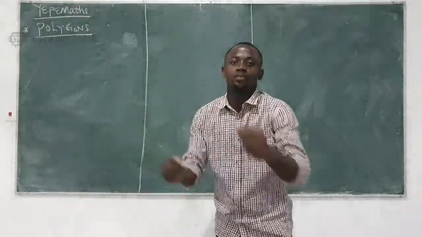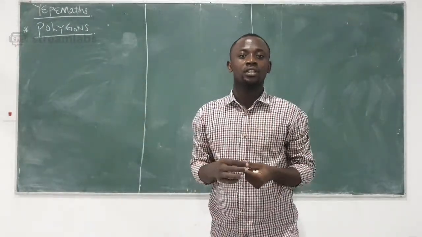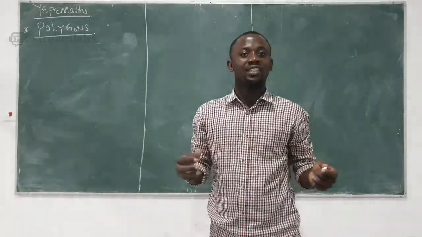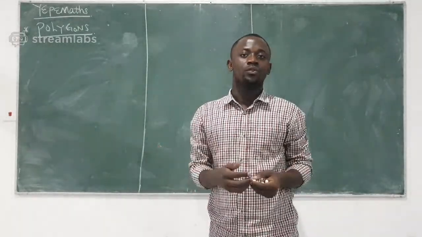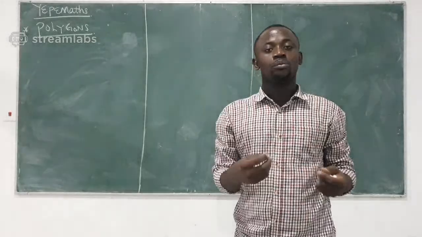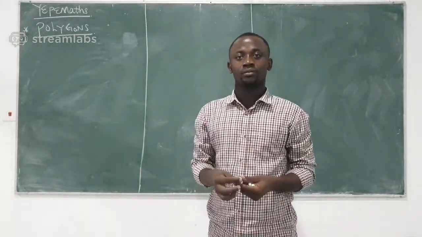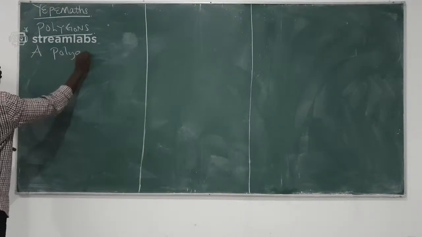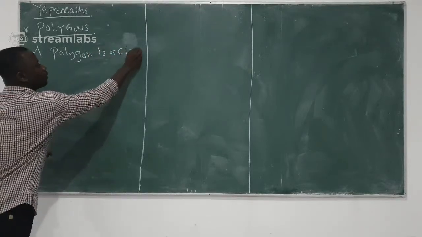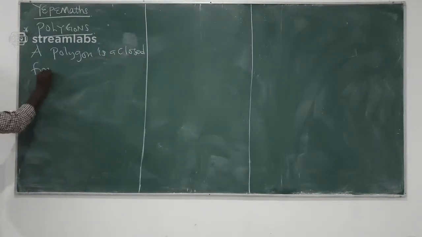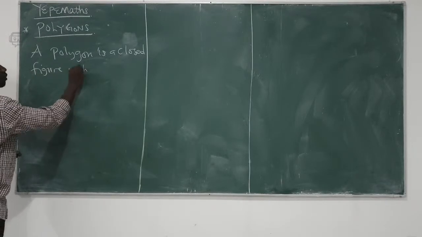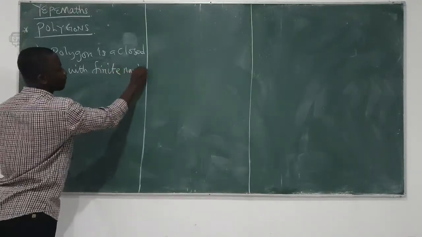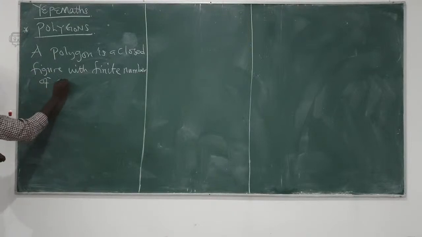So basically, when we talk of polygons, polygons are closed figures with all sides being line segments. Or polygons can also be a plane figure with a finite number of sides. So a polygon is a closed figure with a finite number of sides.